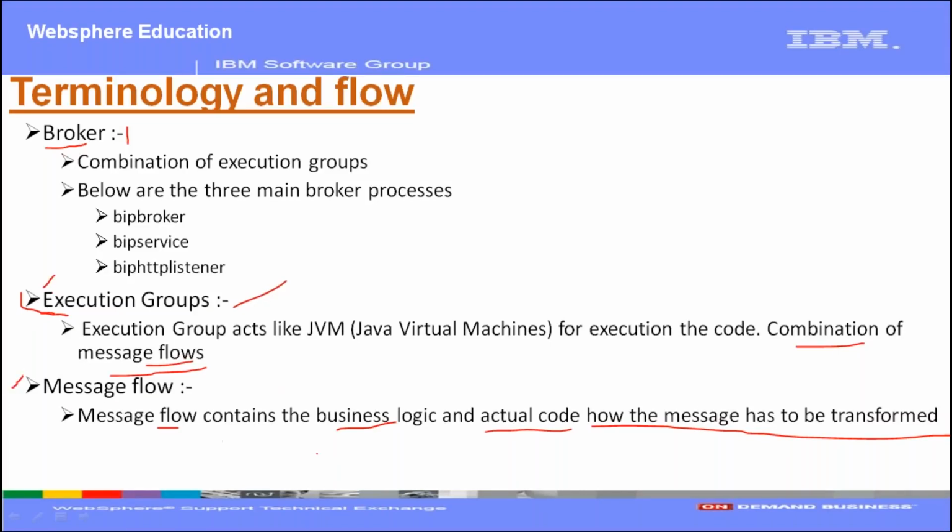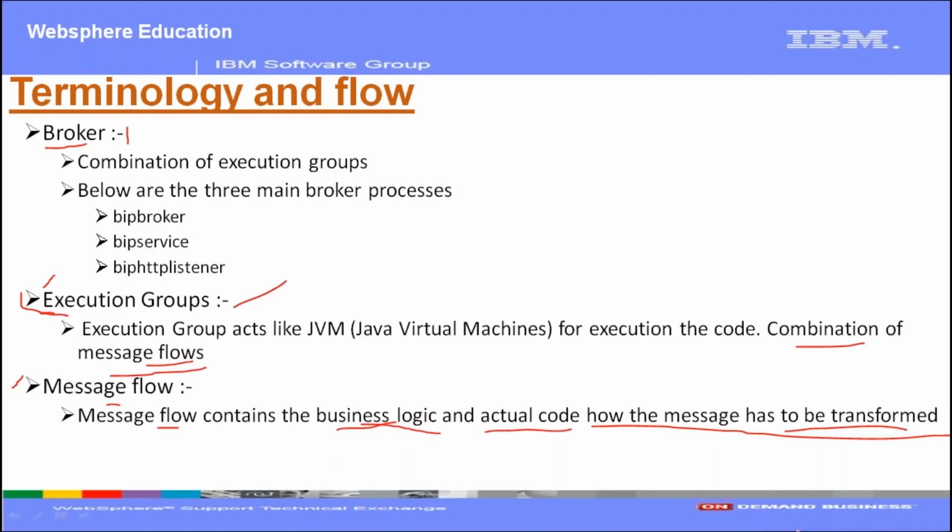This message flow contains the actual business logic. Whenever a message comes to this message flow, according to the code written in it, the message will be transformed, or routed, or stored in the database. Whatever logic you mention in your message flow depends completely on the IIB developer, not on the IIB admin. The IIB admin never does any development part. Only the IIB developer does the development part. The IIB admin does the admin part.